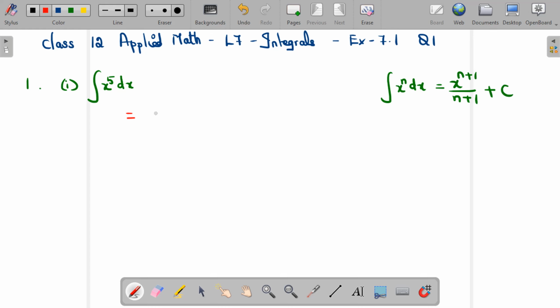So here the n is 5. So after integration, the x power will be raised to 6, x^6 by 6, plus c. Now let's take up the second subdivision in this question.